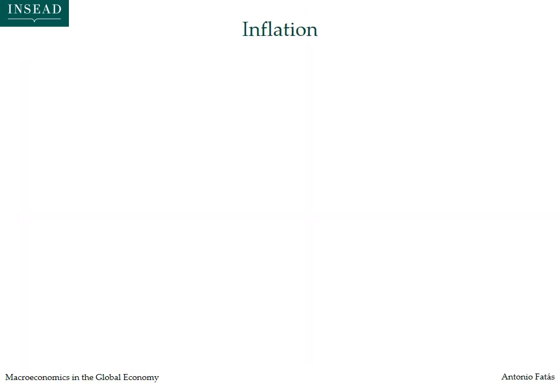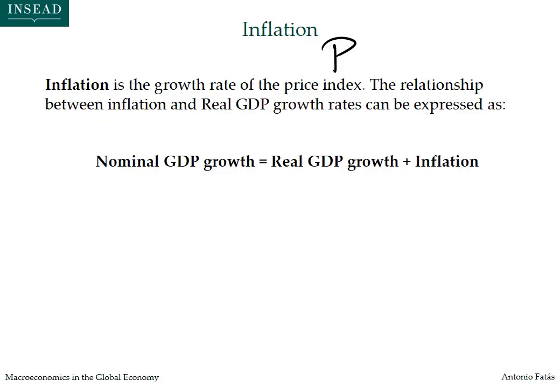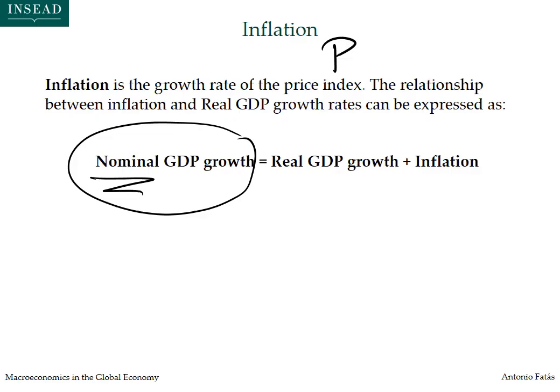Now, one way to summarize this is to bring the concept of inflation into the analysis. What is inflation? Inflation is the change in the price level, in the price index of a country. Now, what are we doing when we look at real GDP? What we're doing is decomposing the total change in GDP, which is the change in nominal GDP, into two components. One, what we call real GDP, which is going to be the change in quantities, and the other is going to be inflation, which is the change in prices.